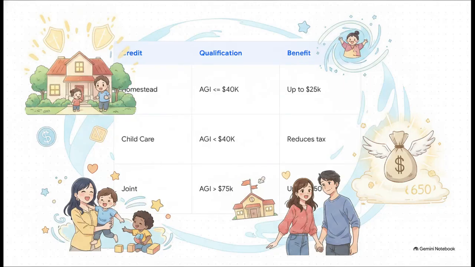And this brilliantly illustrates how certain deductions on that IT 1040 can legally shrink your tax bill. For instance, if your AGI is $40,000 or less, the homestead exemption can shield up to $25,000 of your home's value. Earning under 40 grand, the Child Independent Care Credit drops your overall tax liability. And the Joint Filing Credit can offer up to $650 in tax relief, though it does start to shrink once your income crosses that $75,000 mark.